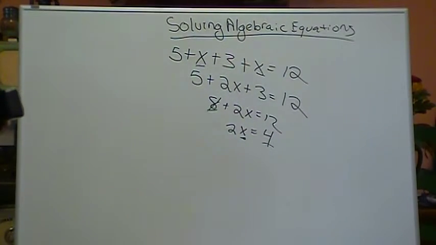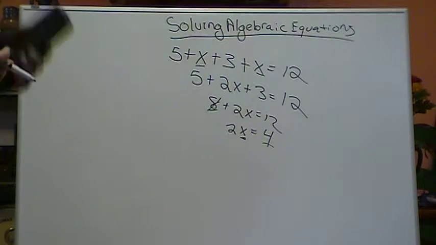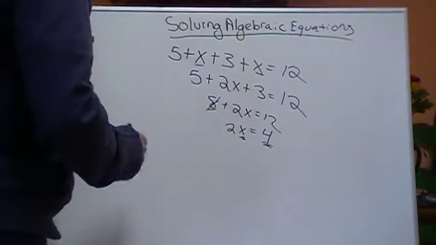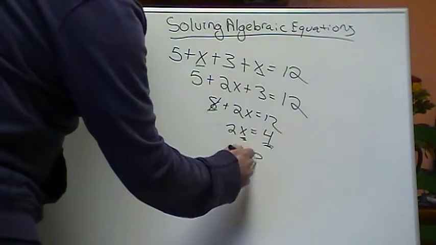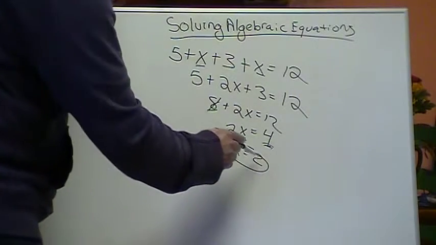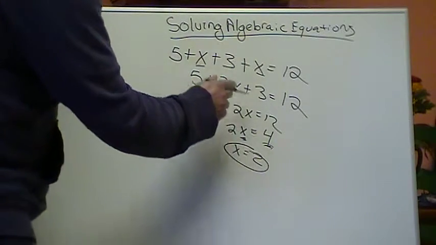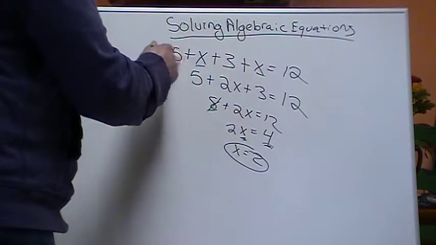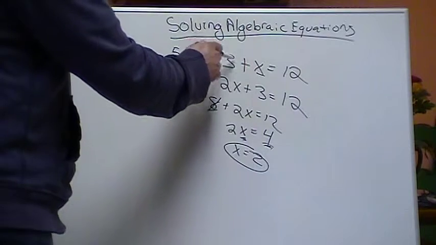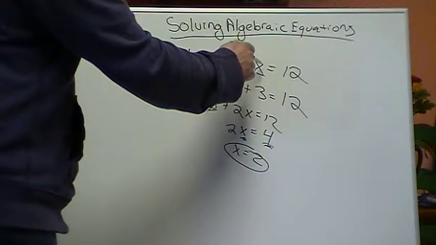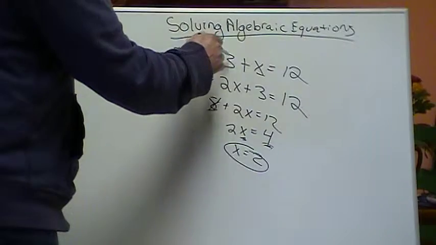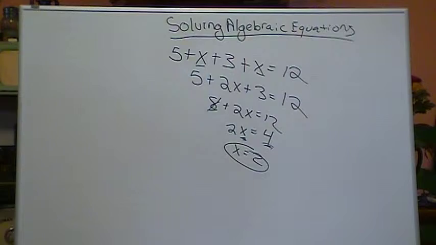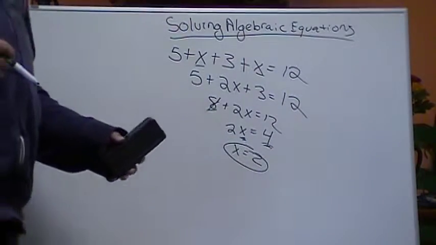So, again, this is such an easy problem. We can think through this in our head. 2 times what number equals 4? And of course, that's going to be x equals 2. That's the answer. So, when I take this x equals 2, I'll plug it into my original equation. I have 5 plus 2, 7, plus 3, 10, plus 2, 12. So when I plug in 2 for x, 12 equals 12. Both sides of the equation are equal. And that's the solution to the algebraic equation.